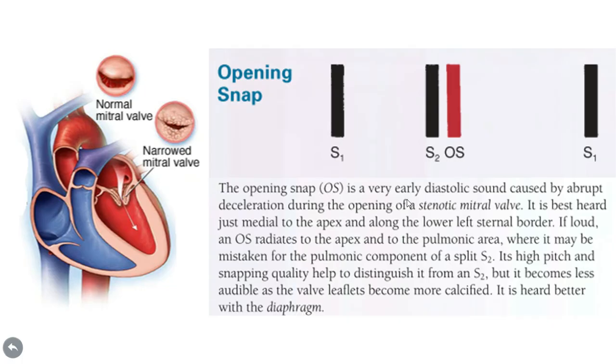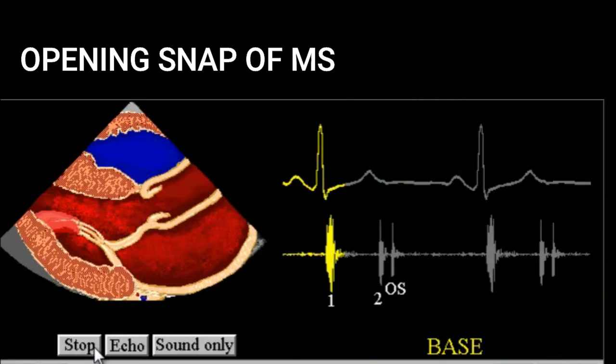The opening snap occurs very early in diastole because of abrupt deceleration during the opening of the stenotic mitral valve. It is best heard just medial to the apex and along the lower left sternal border. If loud, the OS can radiate to the apex and to the pulmonic area. It is heard better with the diaphragm, so it's a high pitched sound.